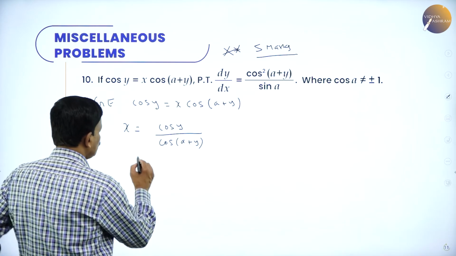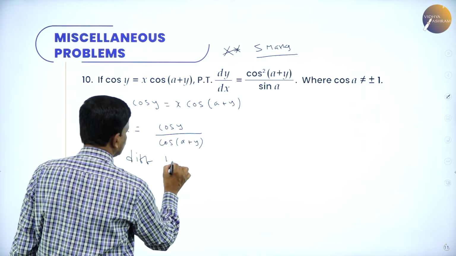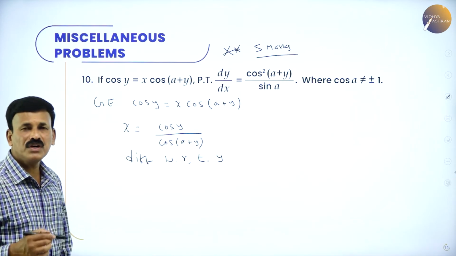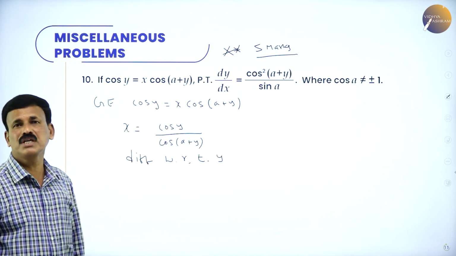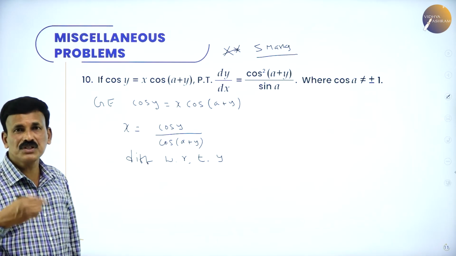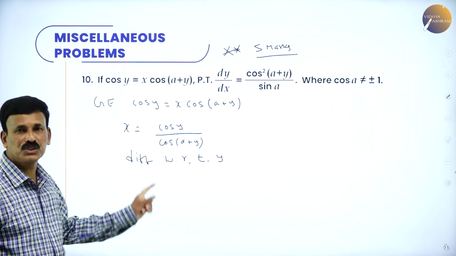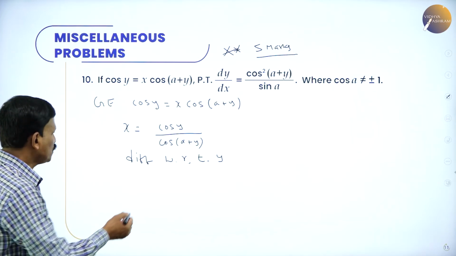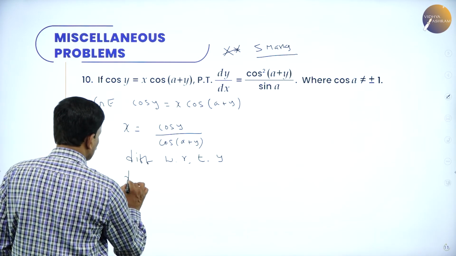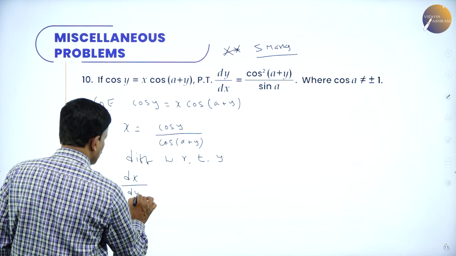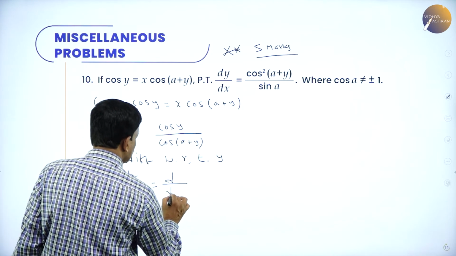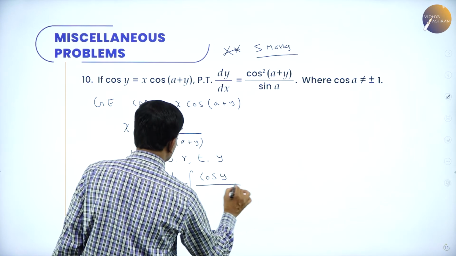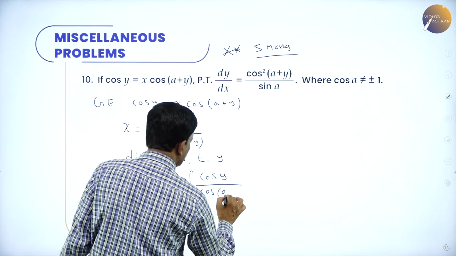Now, differentiate with respect to y. So far we have differentiated with respect to x. Here we are differentiating with respect to y. This is the special problem. This is the only problem where we are going to differentiate with respect to y. Now, differentiating with respect to y, what will you get? dx by dy is equal to d by dy of this function, cos y divided by cos of (a plus y).